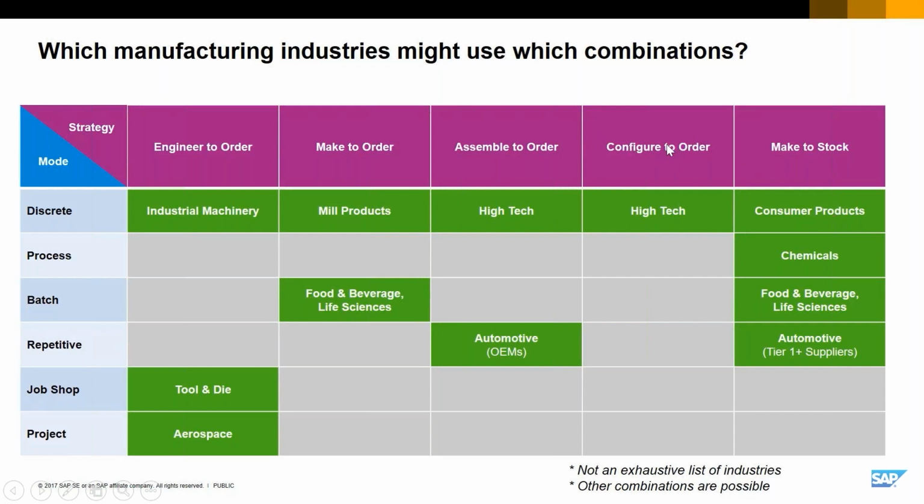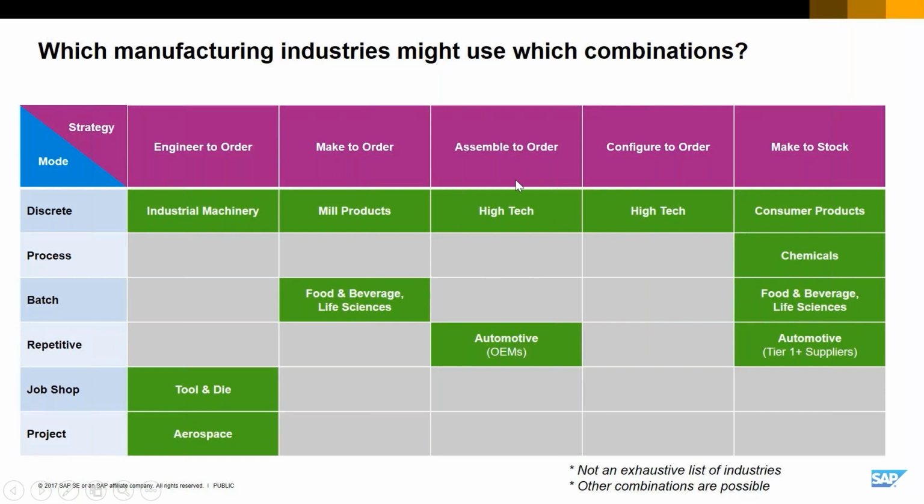So for configure to order, you can take an example of development of new software. You have given some requirement to a software development company, which is a high-tech company, to develop a new software. So that is configure to order. So in batch process, as I told you, food and beverages, life sciences, for example milk, curd, cheese, or pharmaceutical tablets, injections, syrups, all these things. And make to stock, food and beverage and life sciences. So in make to stock also you can use the batch process.